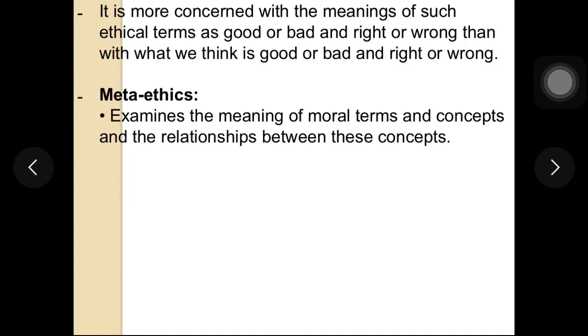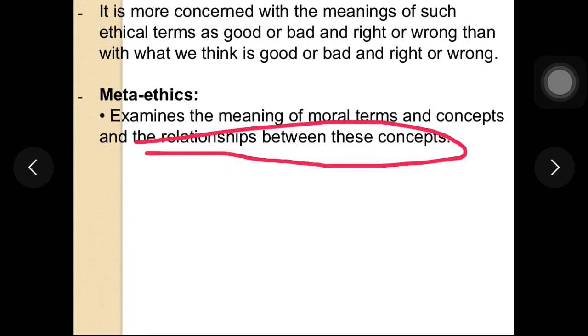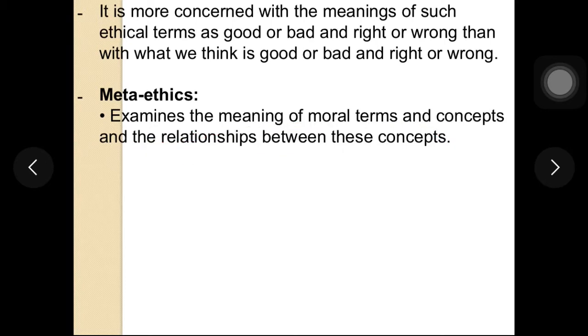Meta-ethics examines the meaning of moral terms and concepts and the relationship between these concepts. What is the concept? What is the relationship between the ethical terms and concepts, the meanings of the actions and activities of certain principles, certain entities?